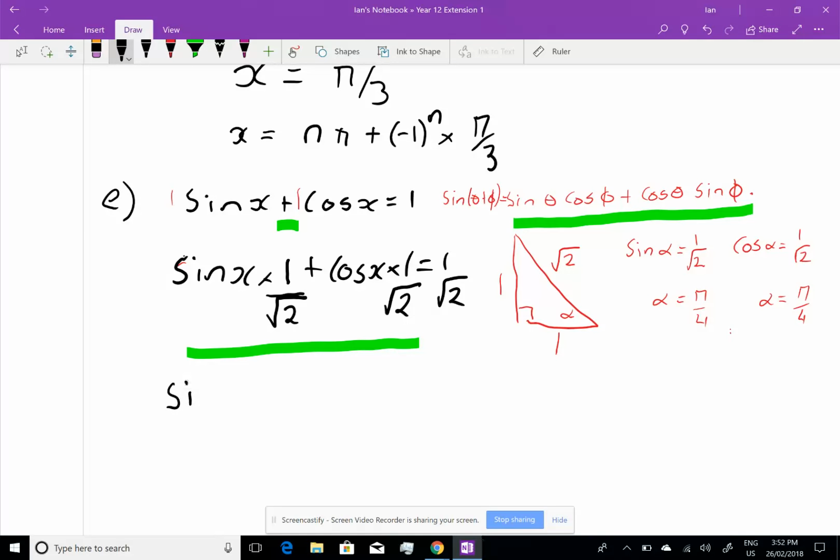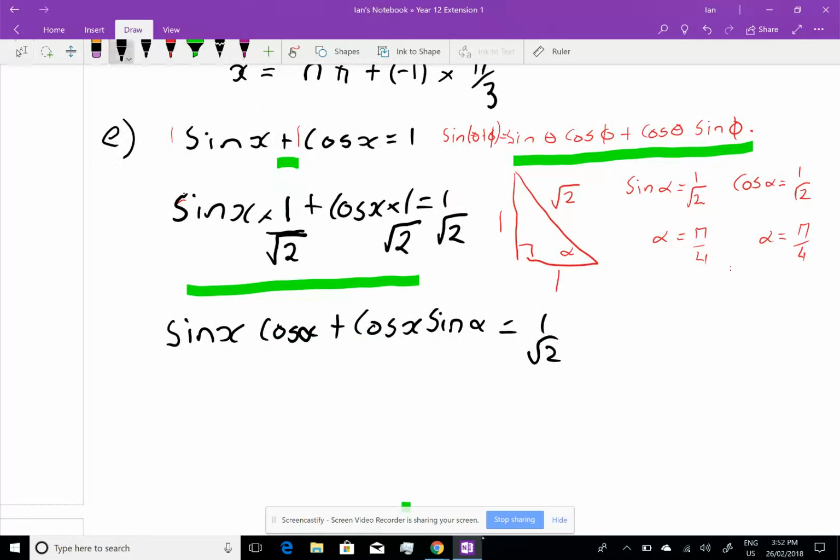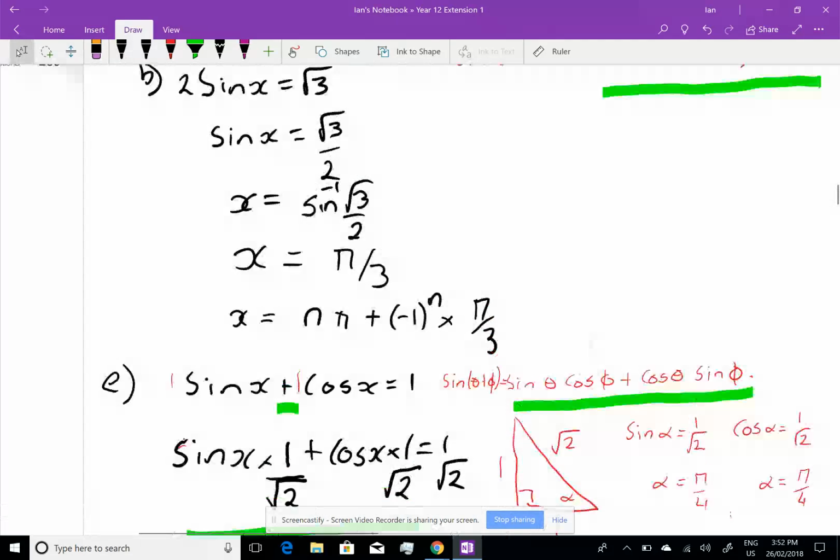So I'm going to get sine x. Now I want that to be cos alpha. So cos alpha plus cos x sine alpha equals 1 on root 2. Now that it's written like that, I can write the whole equation as sine of x plus alpha equals 1 on root 2. And now I'm just going to do it like the one I did in C.